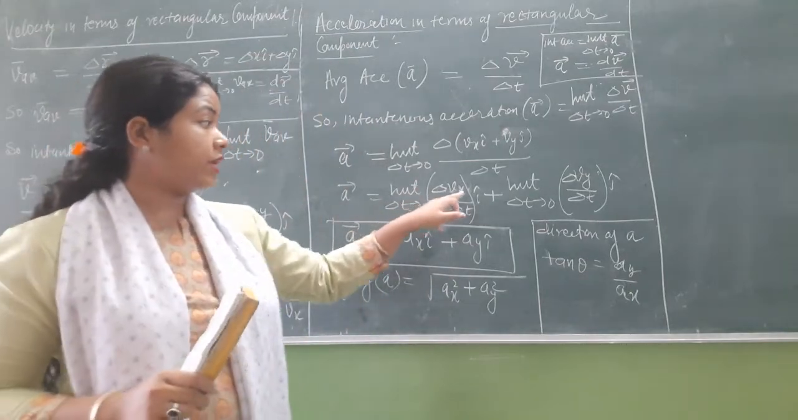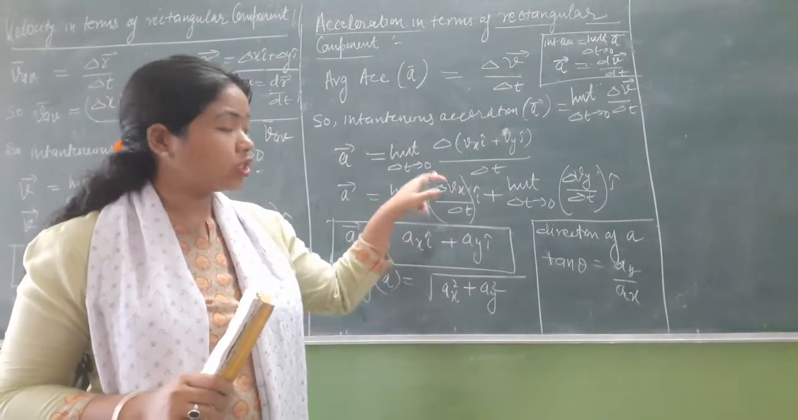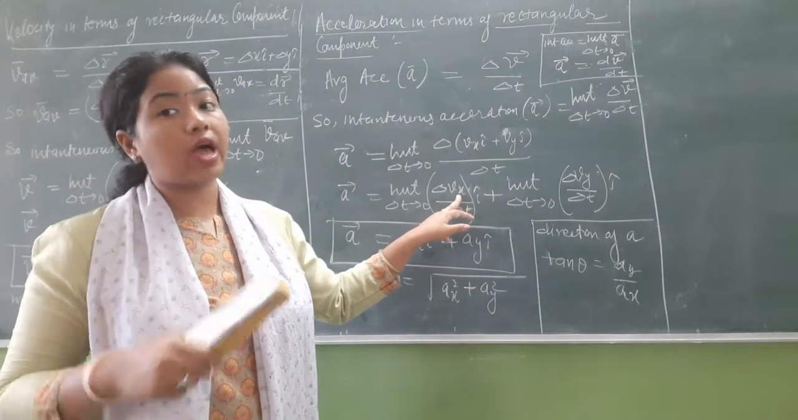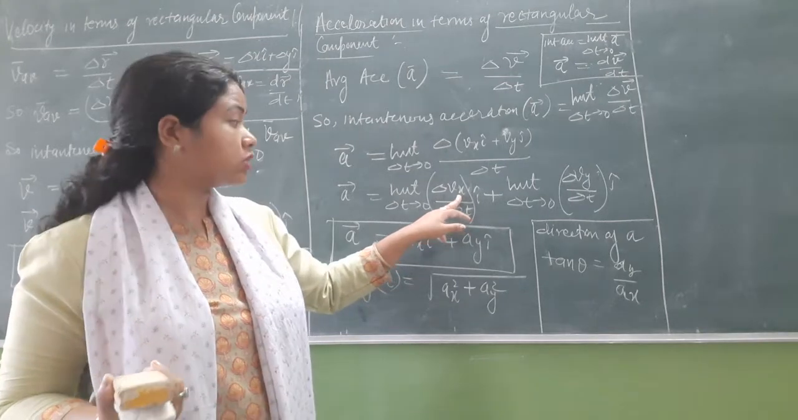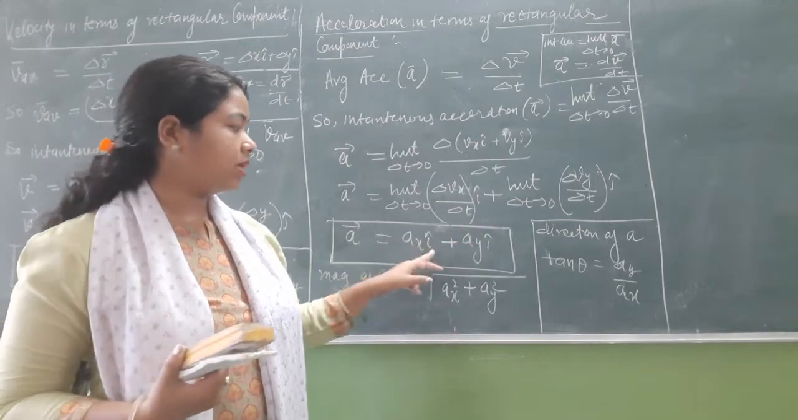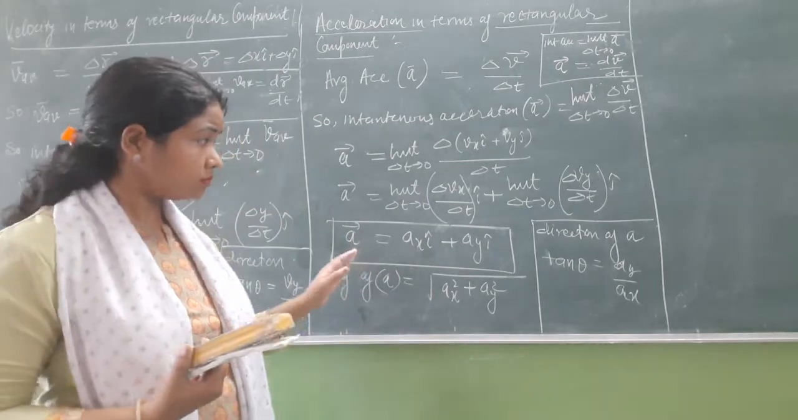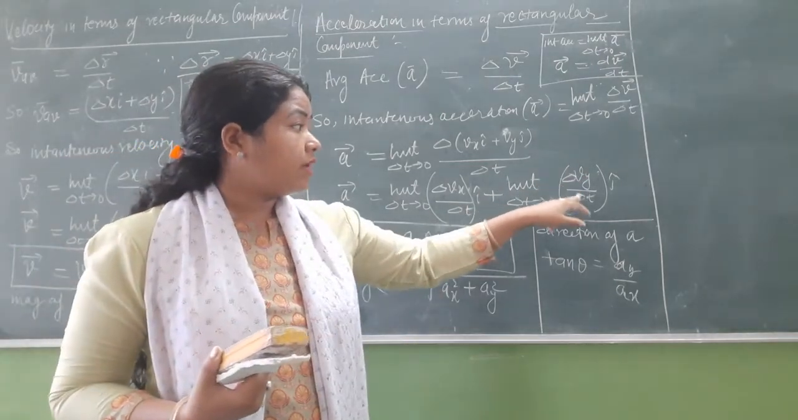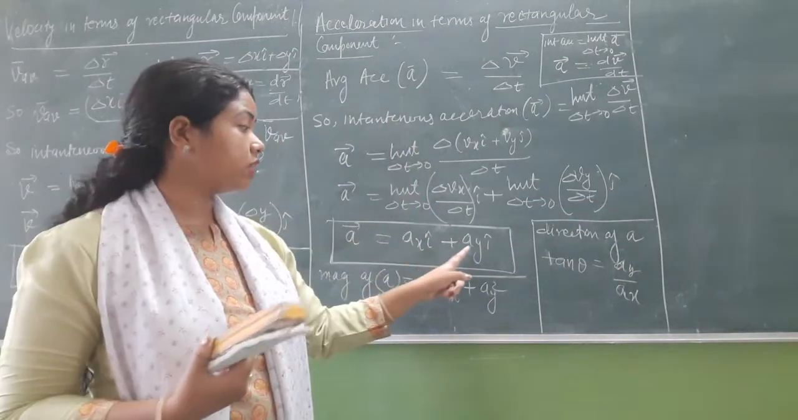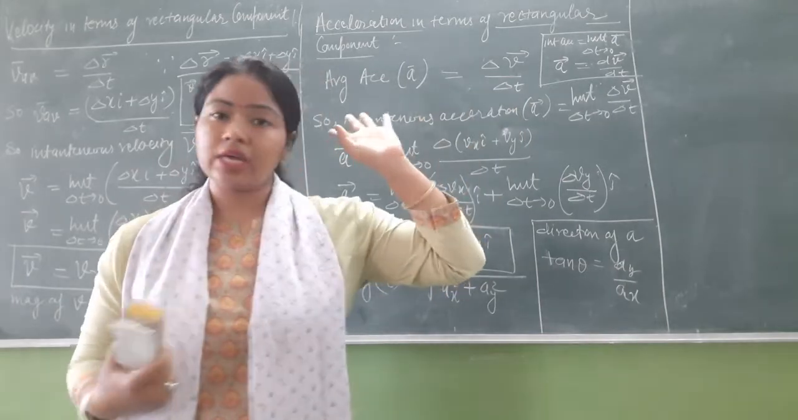Now what does this delta vx upon delta t represent? Rate of change of velocity. Rate of change of velocity will give you the acceleration, and since this is the x component along the x-axis, it will be the x component of acceleration. So you can write ax, and i represents the direction of ax, along the x-axis. Now, delta vy upon delta t is the rate of change of velocity along the y-axis. That will give you the acceleration along the y-axis, represented by ay, and j will be as it is.